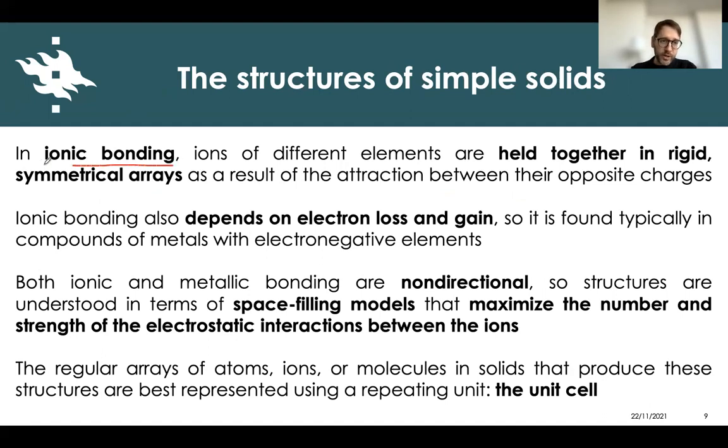But in the case of ionic compounds, we have ionic bonding, in which the different elements are held together by rigid symmetrical arrays in which the interaction between the different components is electrostatic. The interaction comes as a result of attraction between opposite charges, because in ionic bonding we will have a cation and an anion, so positive and negative charges. So the different elements are held together in this rigid ordered arrangement in the solid as a result of the electrostatic interaction between spheres or atoms having different charges.